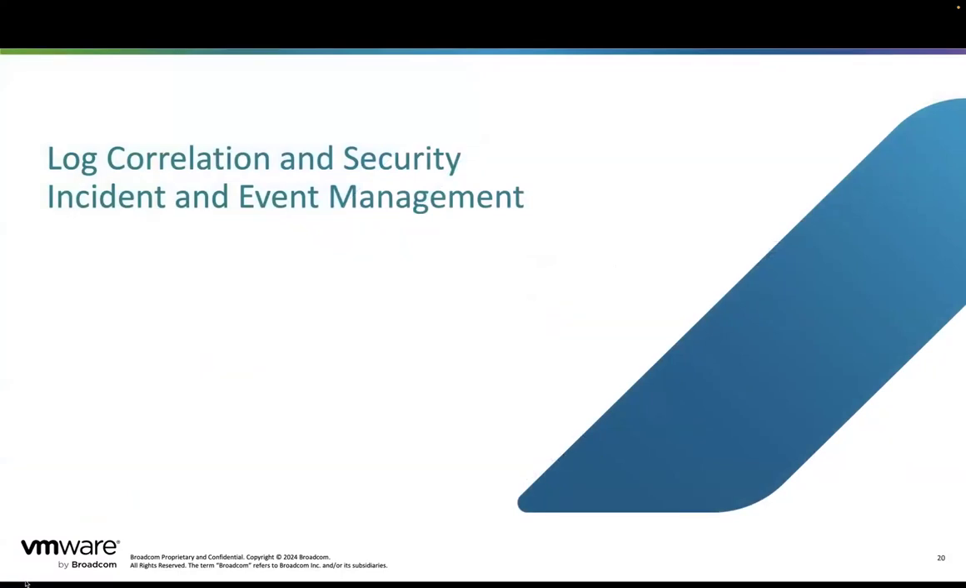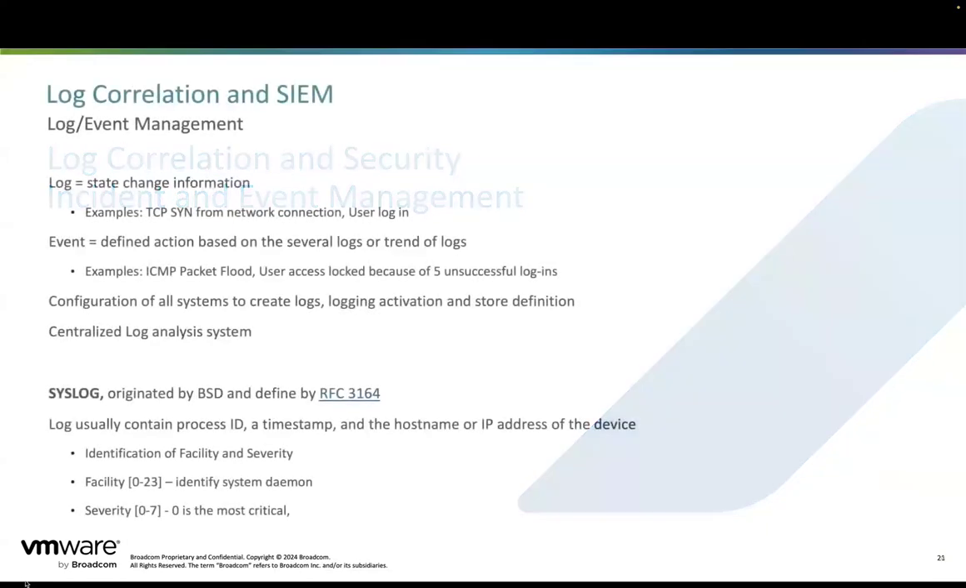Let's start off talking about log correlation and security incident and event management. Log correlation and SIEM, as you may have heard the term: logs are about capturing state change information, for example, a TCP SYN from a network connection or a user login. Events are defined as actions based on several logs or the trends of logs, for example, an ICMP packet flood, or user access locked because of 5 unsuccessful logins.